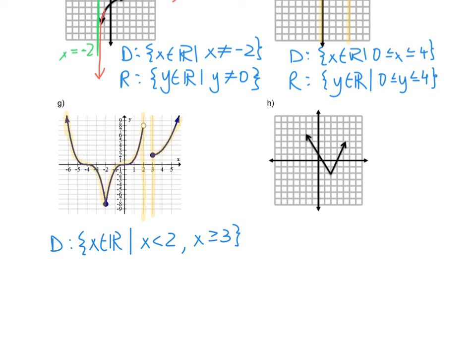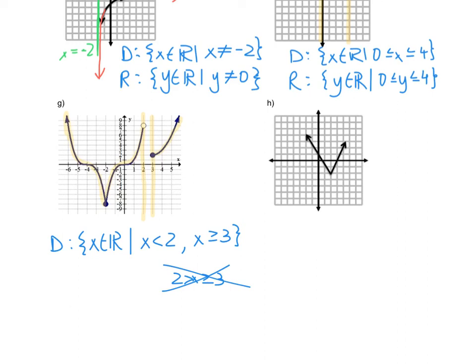Now, do not put a double restriction. I don't want to see this: x is less than 2, greater than or equal to 3, because that doesn't make sense. If you write something like this, you're saying at the same time, x has to be less than 2, but greater than 3, which is impossible. So that is no. They are two separate segments, so two separate restrictions.